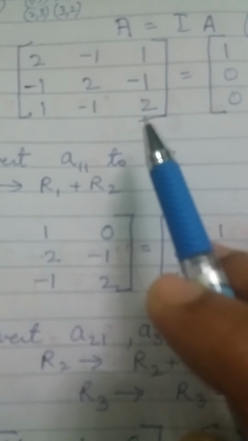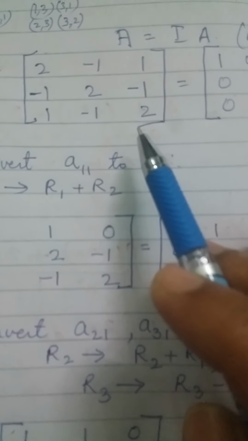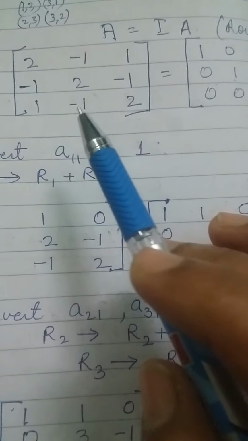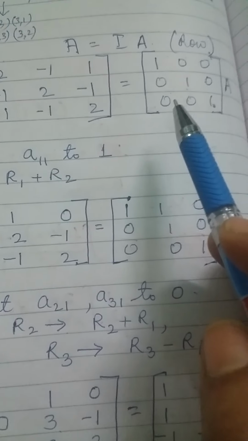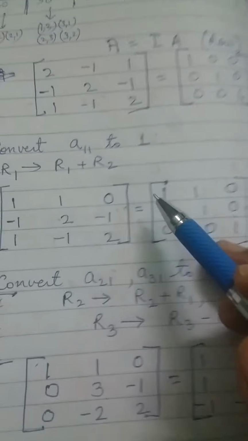So suppose I have been given a question: 2 -1 1, -1 2 -1, 1 -1 2 as A, and we need to find the inverse of matrix A by using elementary row transformation. So we will write A equal to IA, and then this A is fixed. Now stepwise we will proceed.